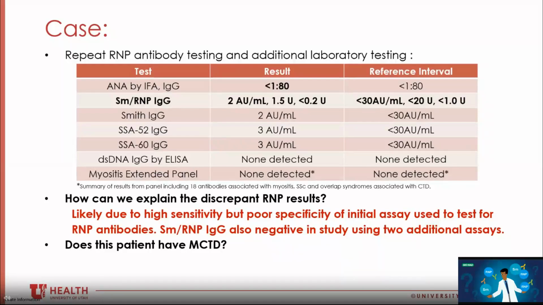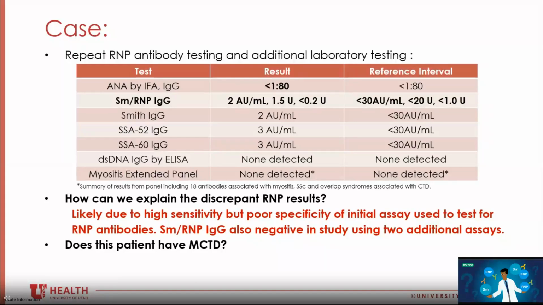Thus, the initial positive anti-RNP antibody result was likely due to the high sensitivity but poor specificity of the initial assay used to test for anti-RNP antibodies, which used the RNP68A antigen as the target for measuring those RNP antibodies.